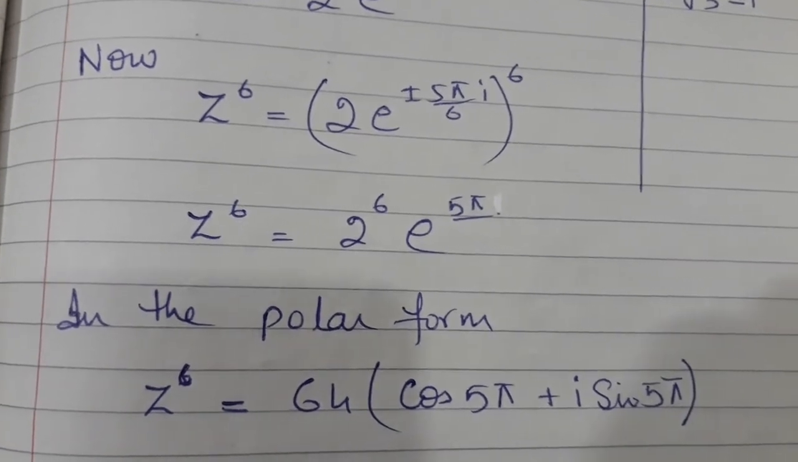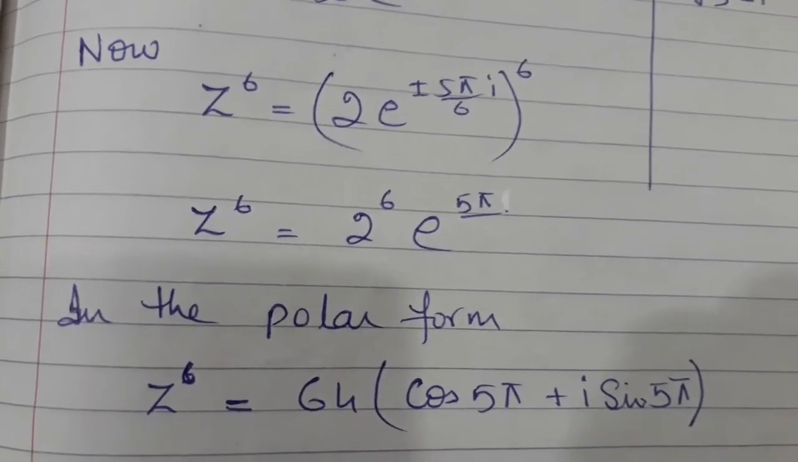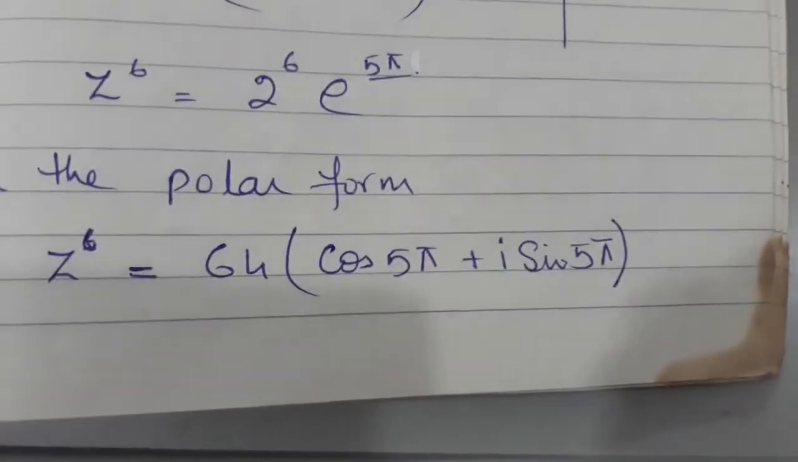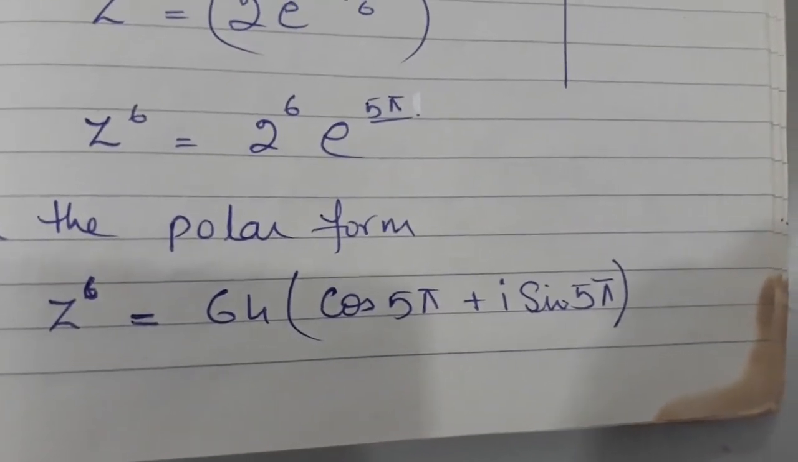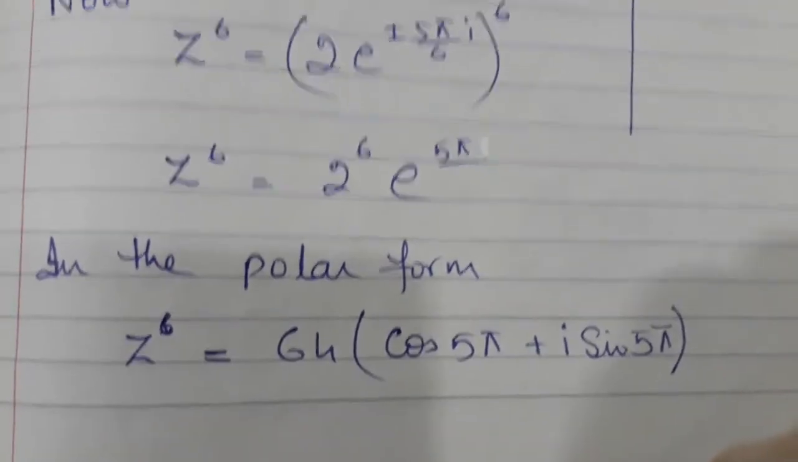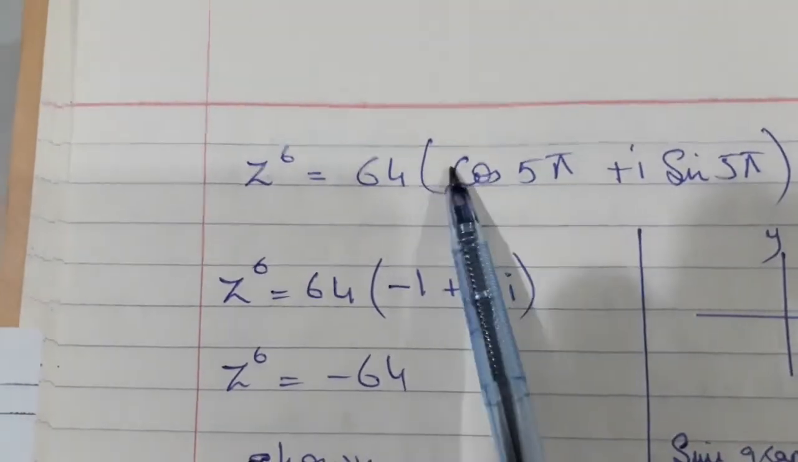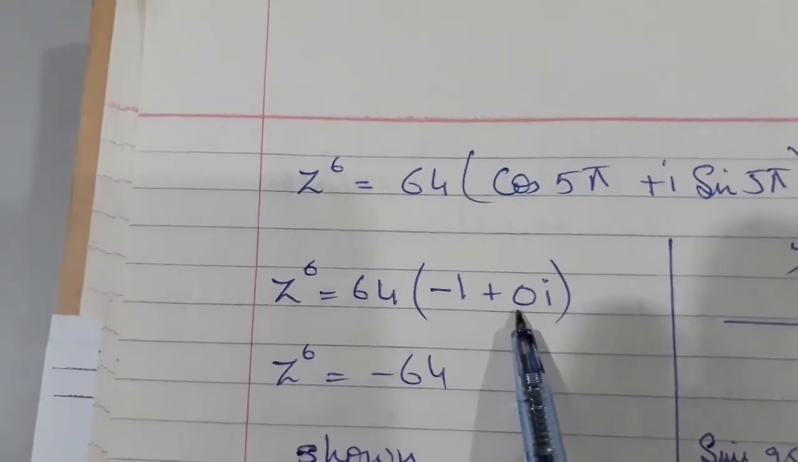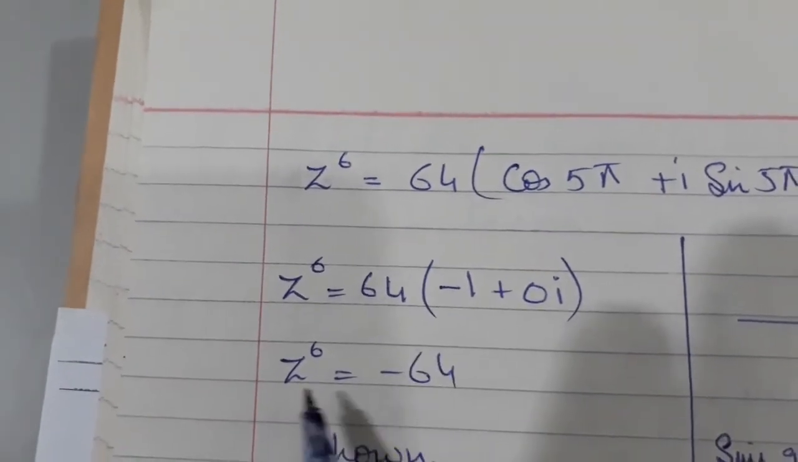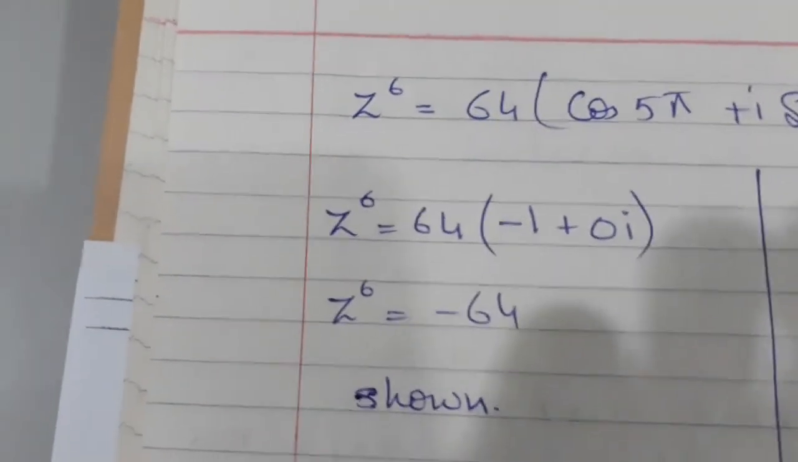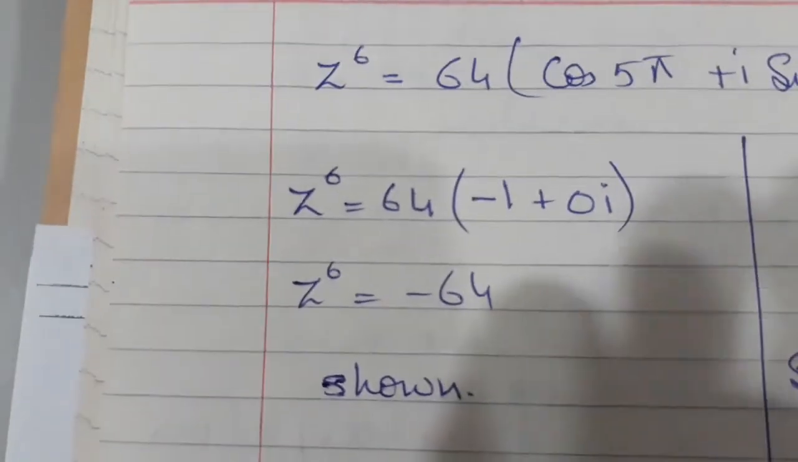So now let's see. My answer should come what? Minus 64, right? This is what we had to satisfy. Minus 64. So you can use a calculator and in one go you can do it. But because the question says show all your working, you have to show each and every step. So we know cos 5 pi equals minus 1 and sine 5 pi equals 0. So this will give me z power 6 equals minus 64. So here you have shown that the roots satisfy the equation.